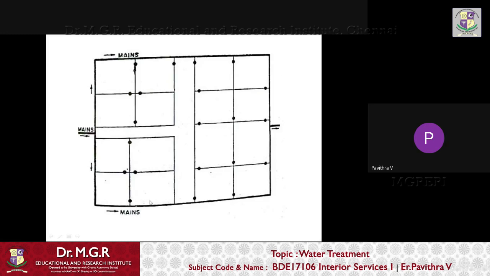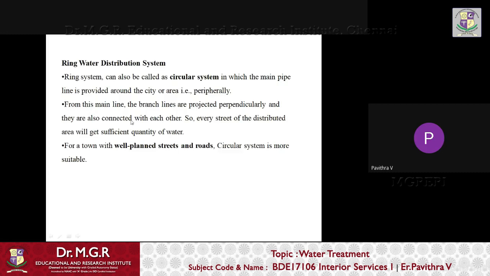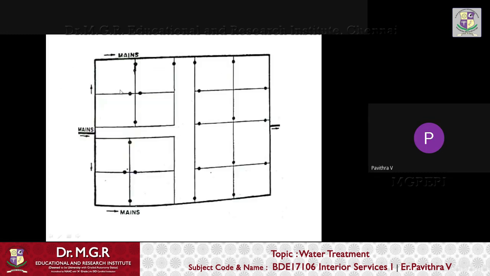So the full area will be surrounded by the mains. After that, the branch lines will be dividing. So the continuous flow of water will be there in the ring water distribution system, which is also called a circular system.